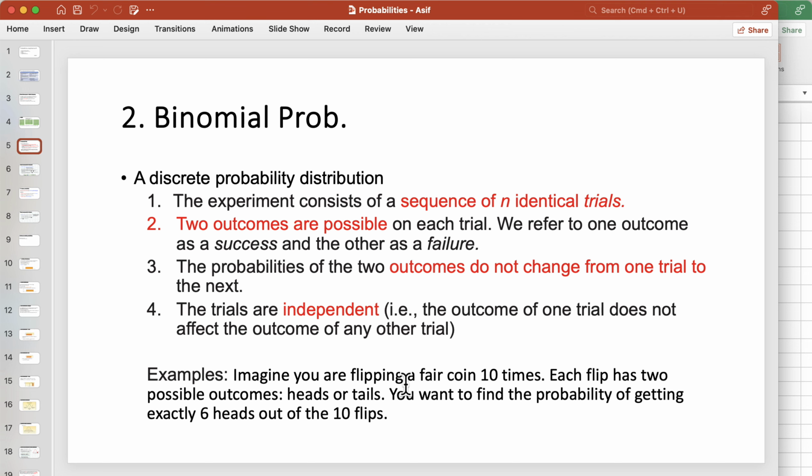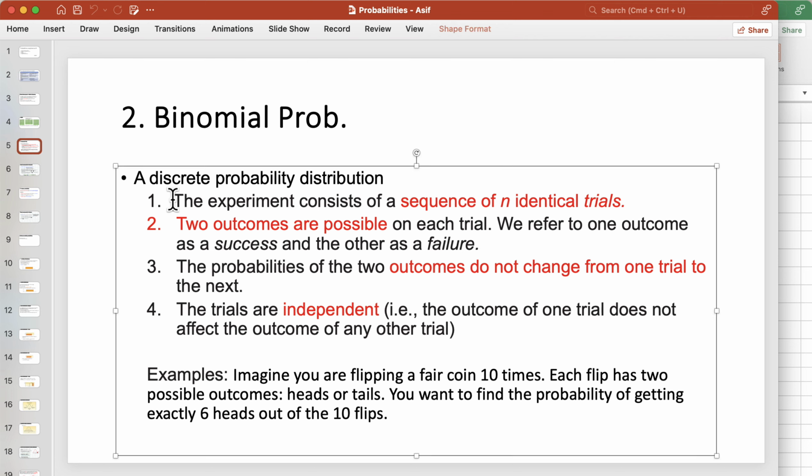And for binomial probability, there are 4 conditions that must be met. The first condition is that the experiment consists of a sequence of n identical trials. So when you flip a coin 10 times, that will be 10 trials. Second, 2 outcomes are possible. Either it could be head or it could be tail. Third condition is that the probabilities of the 2 outcomes do not change from one trial to the next. So if you flip a coin 1 time, probability will be 50% of either head or tail.